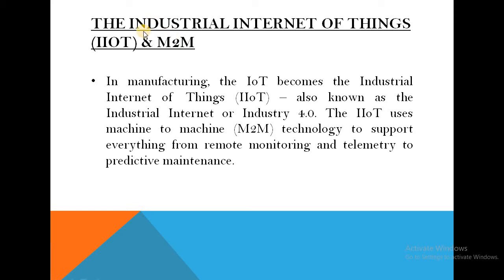The IoT, when implemented in manufacturing, becomes the IIoT, that is Industrial Internet of Things, and it is based on the model of machine to machine technology. So in manufacturing, the IoT becomes Industrial Internet of Things, also known as Industrial Internet or Industry 4.0. The IoT uses machine to machine technology to support everything from remote monitoring and telemetry to predictive maintenance, and so on.